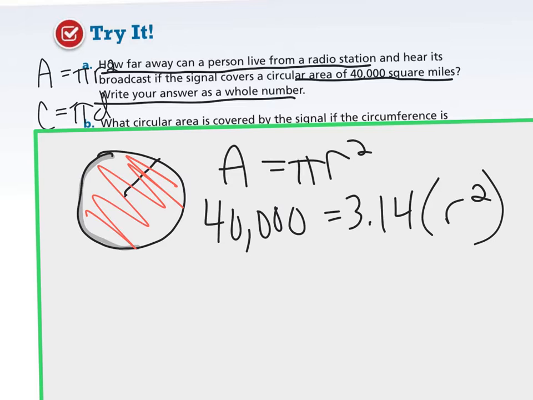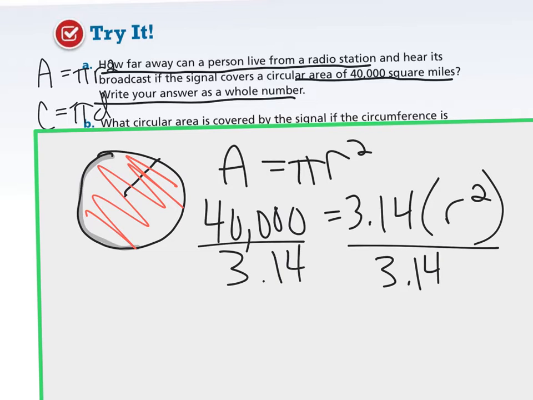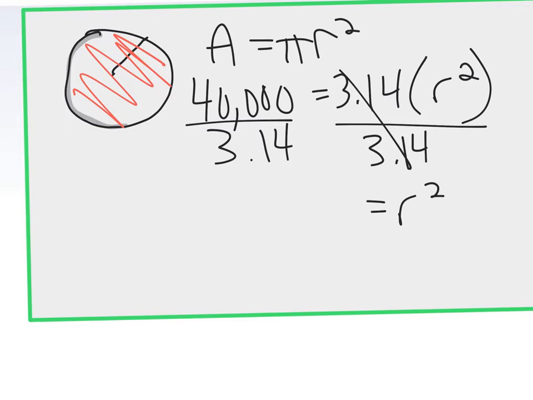So we would need to divide by 3.14. We're trying to get the radius, we're trying to get r by itself. They're multiplying, so we're going to do the opposite operation. We're going to divide. Now when we do that, this may not necessarily come out as the nicest number in the world, and indeed it doesn't. But when you get that answer, we're going to leave that whole answer on your calculator. So 12,738.8535.